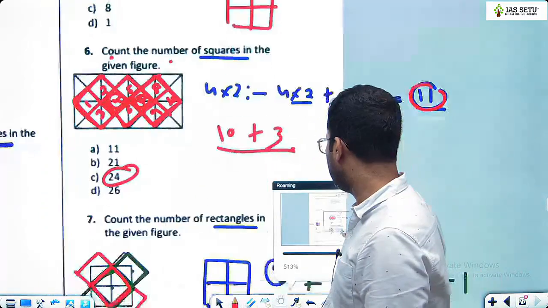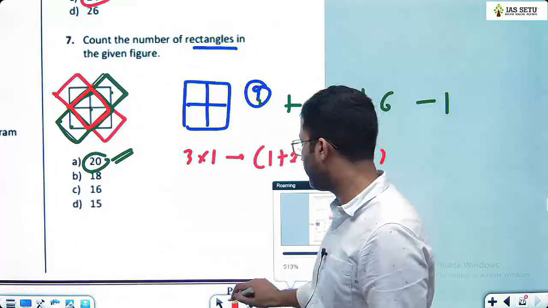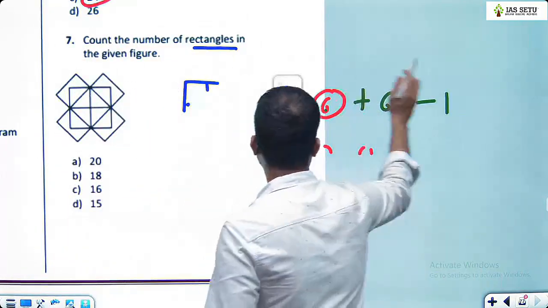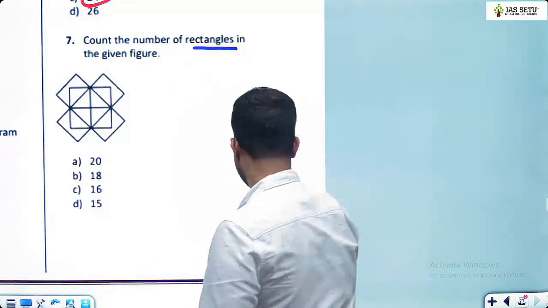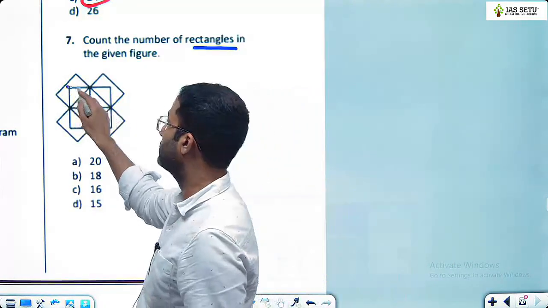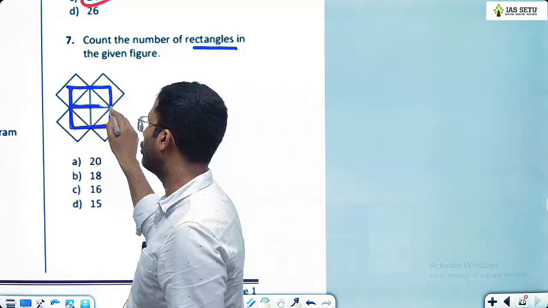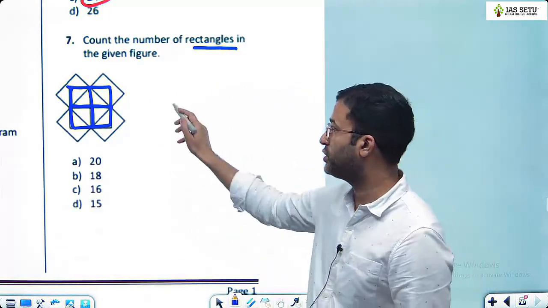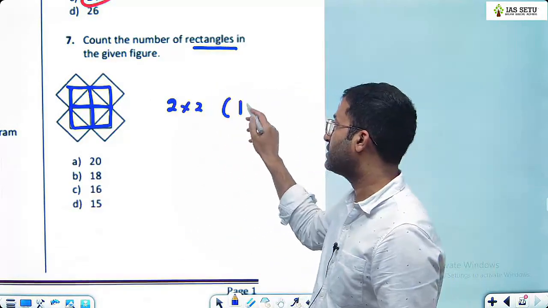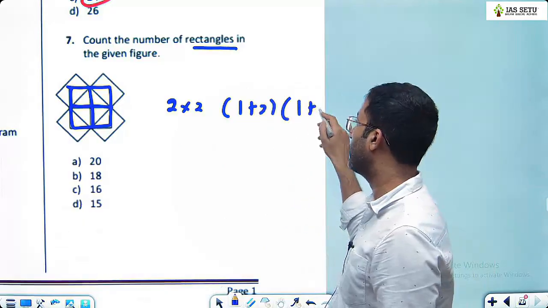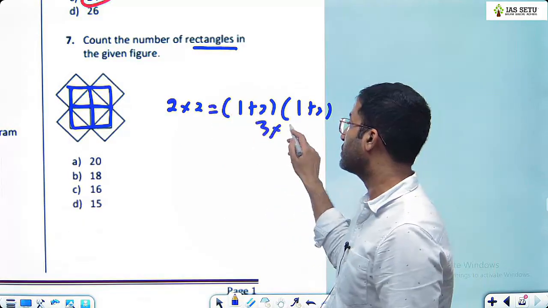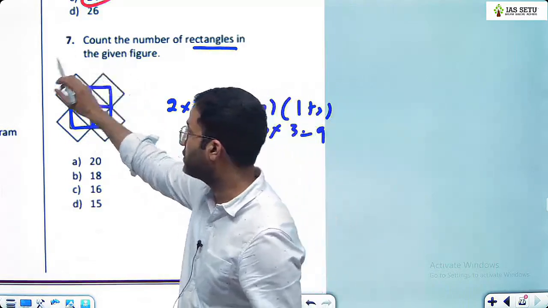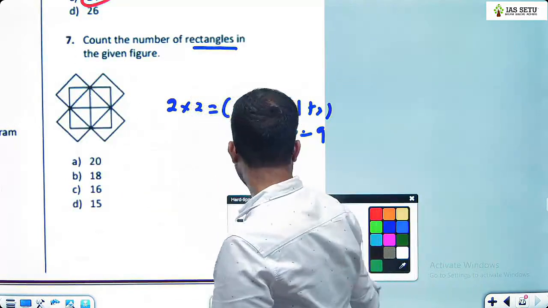क्वेश्चन नंबर 7, दे आस्क नंबर ऑफ रेक्टेंगल्स. There are 2 types of figure. One I use blue color. This one, which are with vertical and horizontal lines. There will be 9 rectangles because it is a 2 by 2 figure. Bracket start 1 plus 2 into second bracket start 1 plus 2. This is 3 into 3, 9. This is done. Then you have a next figure where I use red color.